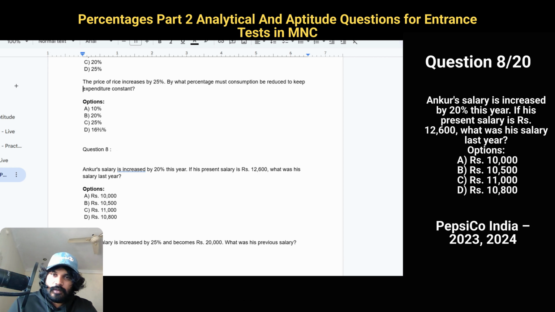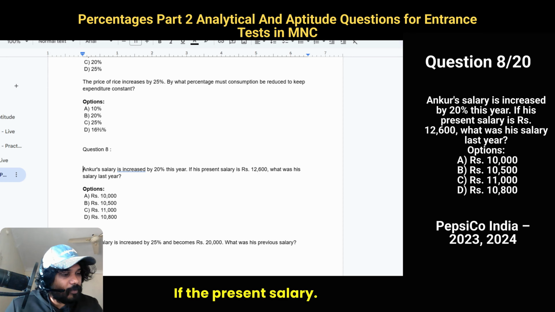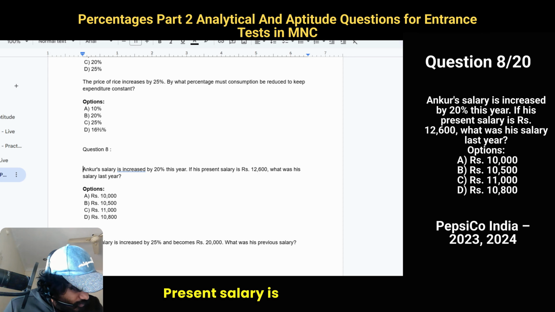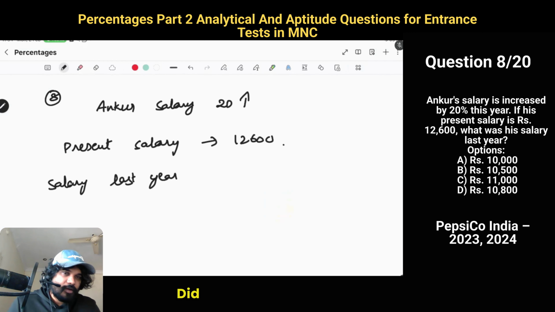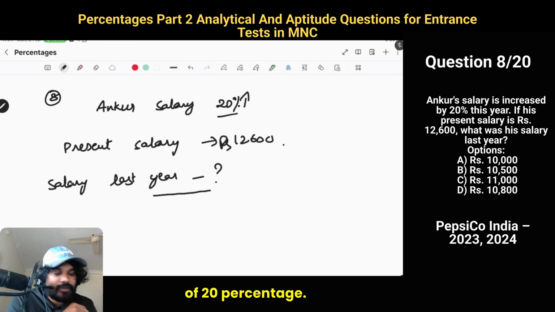Eighth question. Ankur's salary is increased by 20% this year. If the present salary is 12,600, what is his salary last year? Did you understand the question? Yeah, understood. So there is a guy named Ankur. His present salary is 12,600 rupees. You need to find out the last year salary, and he got a promotion of 20 percentage.